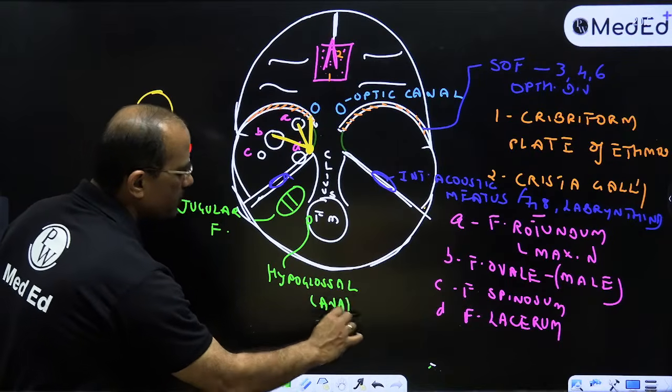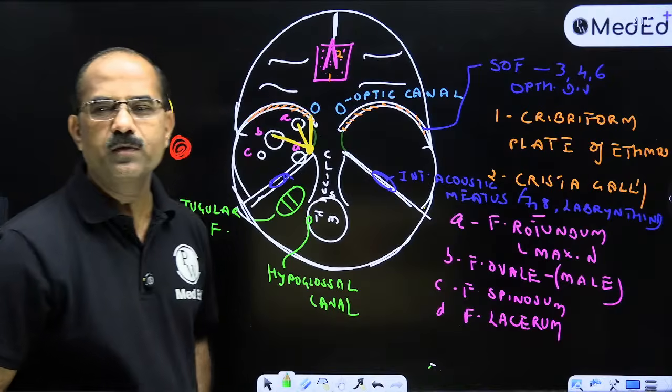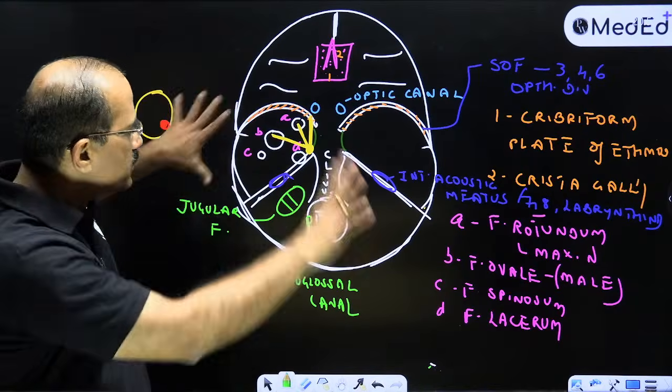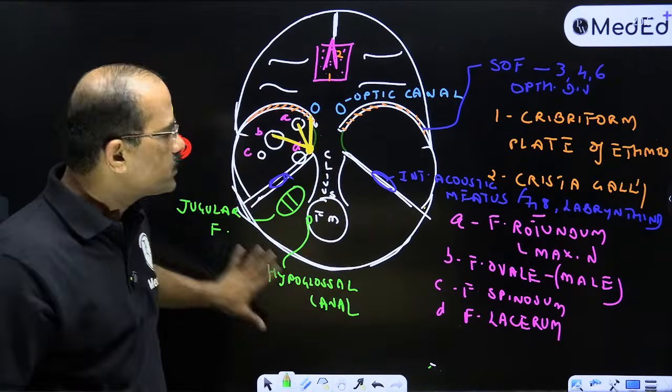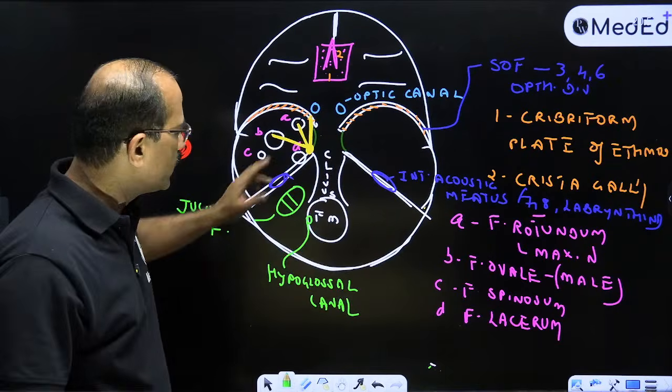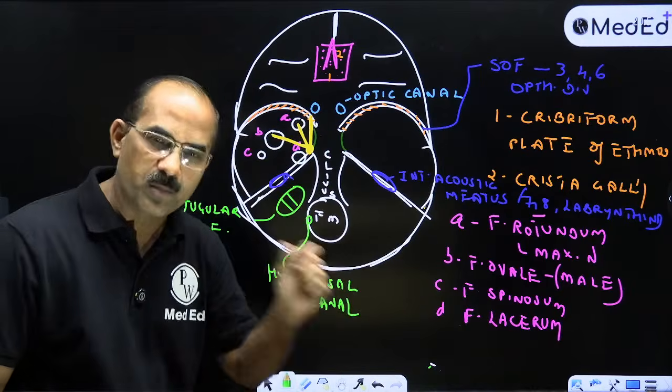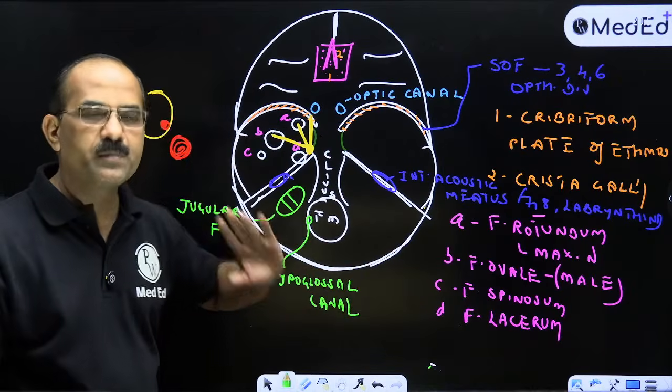What passes through this? Hypoglossal nerve. Hypoglossal nerve passes through this. Perfect? So these are the structures present in the posterior cranial fossa. समझ लो इसको. Posterior cranial fossa के boundaries क्या होंगे? On either sides, that's the petrous part of temporal bone. पीछे कौन है? Occipital bone.